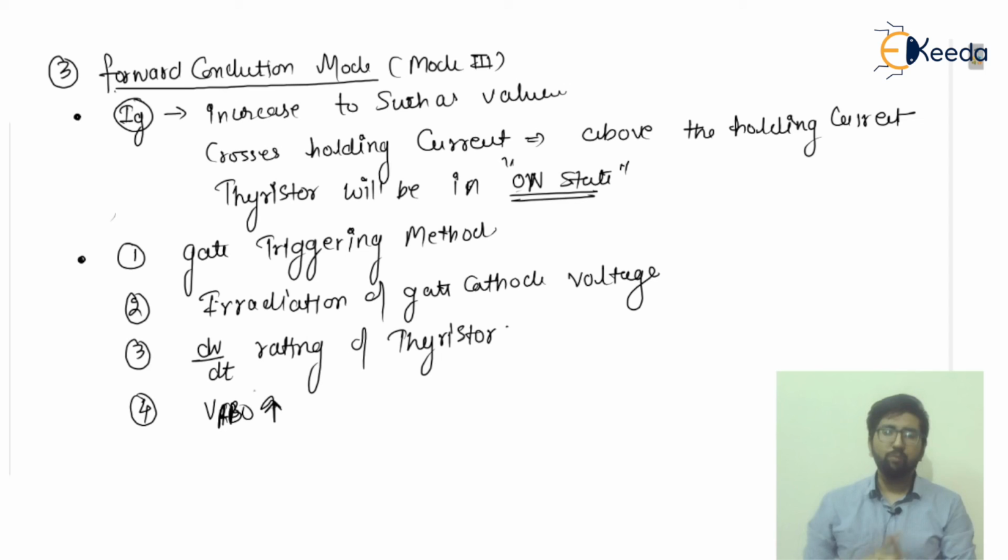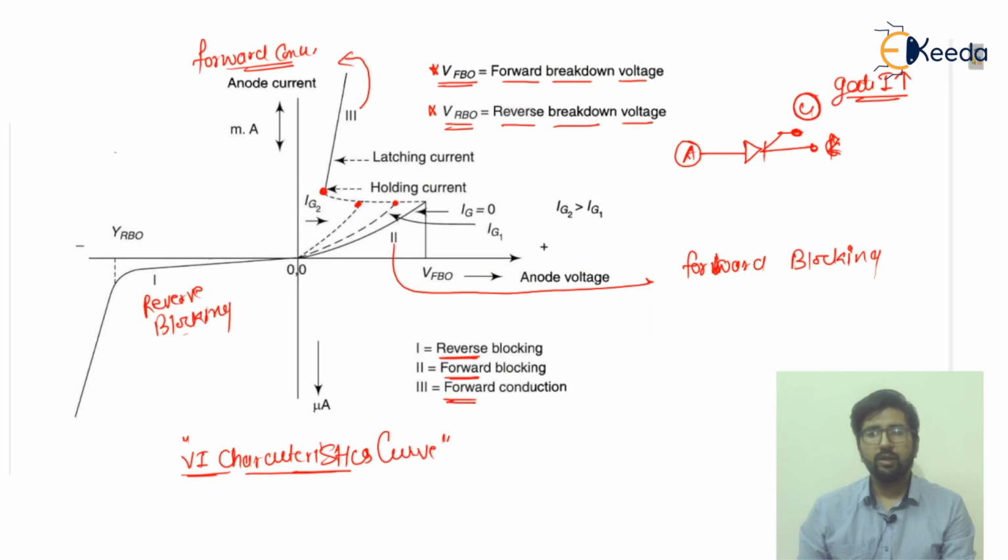Here there will also be avalanche breakdown and a huge amount of current will flow. You can see in the characteristic that above the holding current it will increase enormously. So this is all about the reverse blocking, forward blocking, and forward conduction modes.